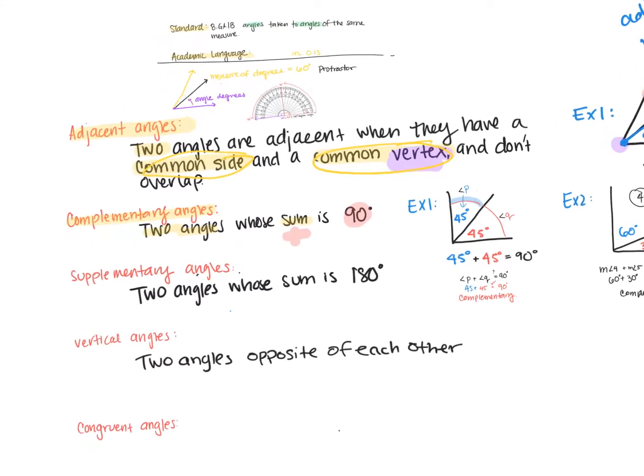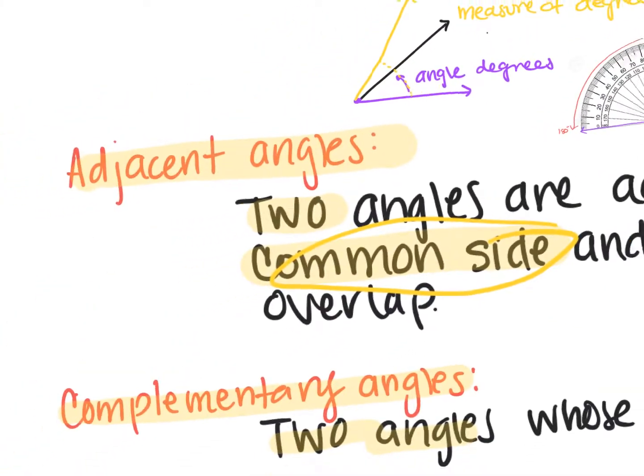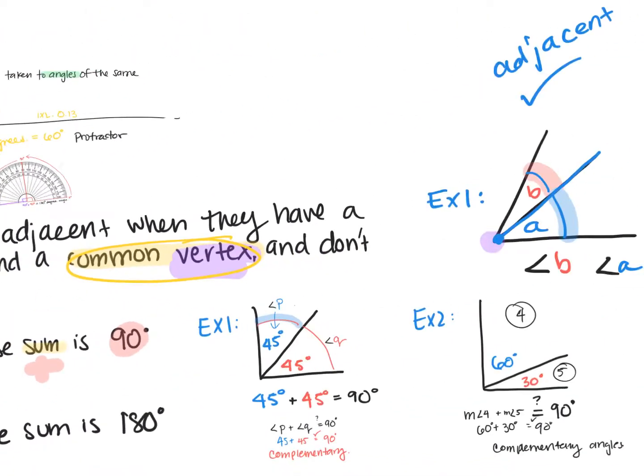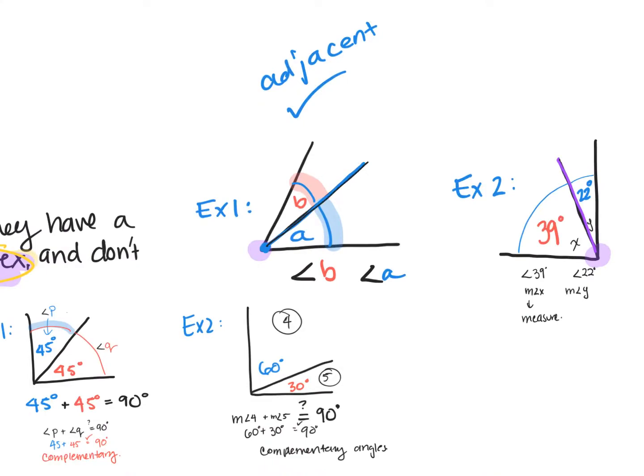Okay, so adjacent angles are two angles that are next to each other. They share a line and they share a common vertex, so they share a wall, right?